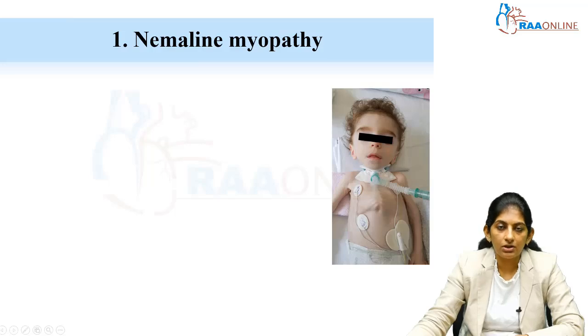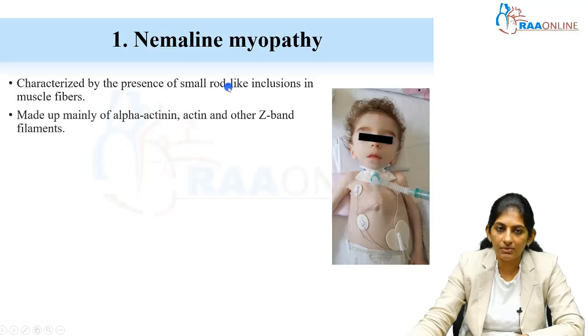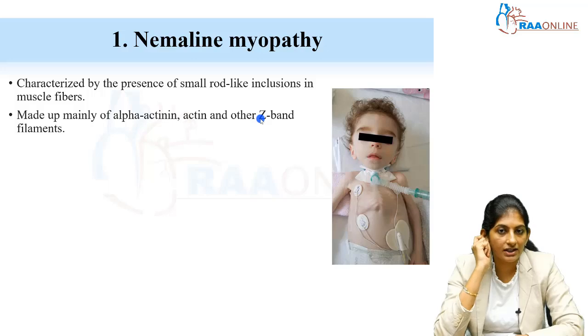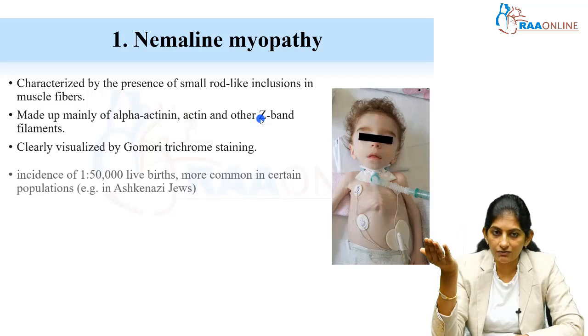So the first type under congenital myopathy is our nemaline rod myopathy. Why this name nemaline rod myopathy is, in the muscle biopsy you can see that there are small rod-like inclusions. I will show you a biopsy picture. You can see small rod-like inclusions in the muscle fibers. So what are these rods? Basically these rods are nothing but components of the muscle only, like alpha actinin and other Z band filaments. They combine, they become clumps and they form the small rod-like inclusions. This can be stained under Gomori trichrome staining and we can visualize it.